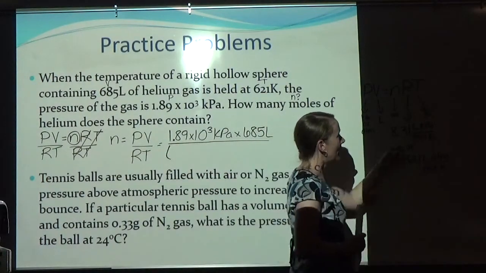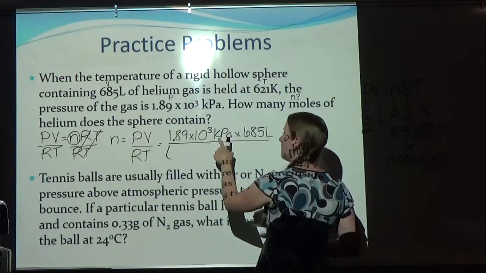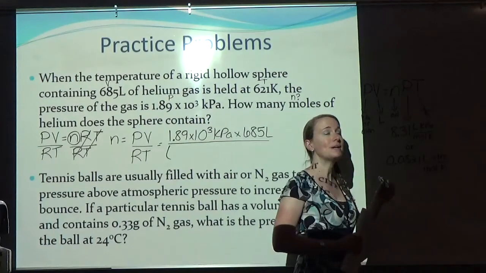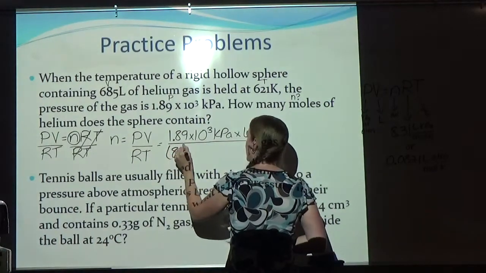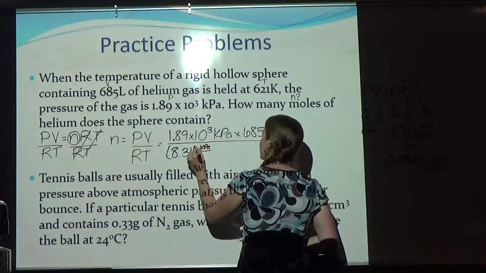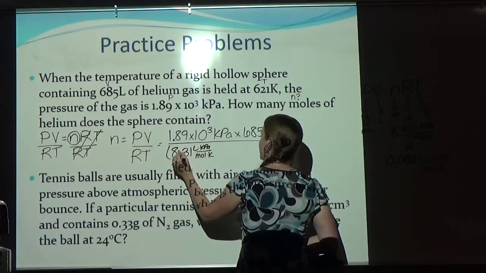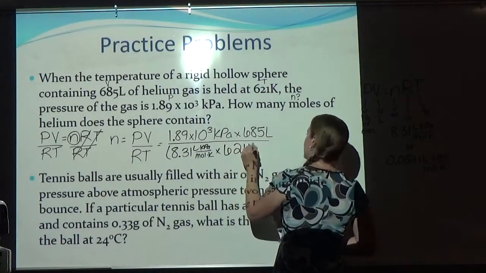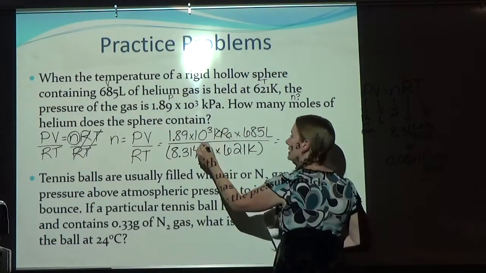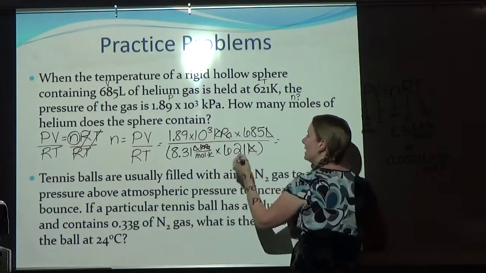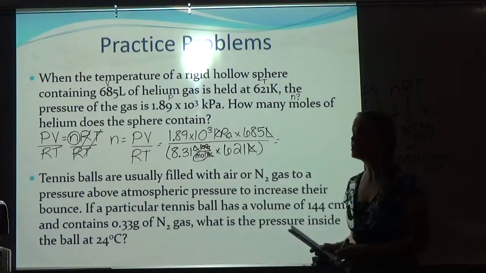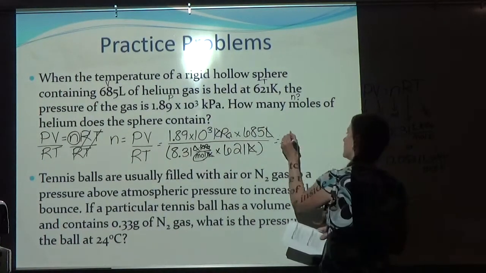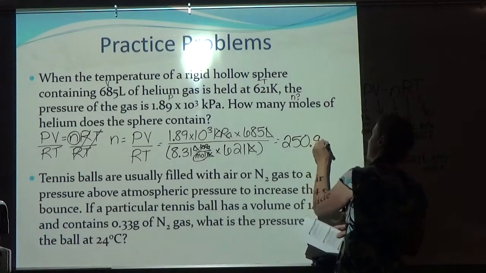My R, remember I have two options, but because my pressure is in kPa, I'm going to use the 8.31 this time because it has kPa in its units. So it's 8.31 liters times kilopascals over moles times Kelvin, and then times my temperature, which is 621 Kelvin. So if you look, our kilopascals cancel, liters cancel, Kelvin cancel. I'm left with moles, which is perfect. That's what it asked me for. So I multiply the top, divide by the bottom, and I get 250.9 moles.